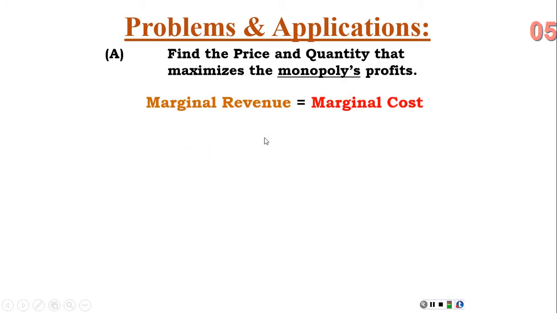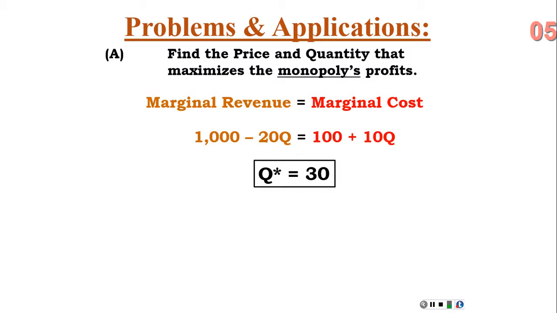How would we do it mathematically? We would again set marginal revenue equal to marginal cost. That was 1,000 minus 20Q is our marginal revenue. We set that equal to 100 plus 10Q, and find the quantity that satisfies this, and it would simply be 30. If we solve this, take 20Q to that side, we get 30Q. Subtract 100, we get 900 equals 30Q. Divide both sides by 30, and you get Q star equals 30, which is what we saw previously.